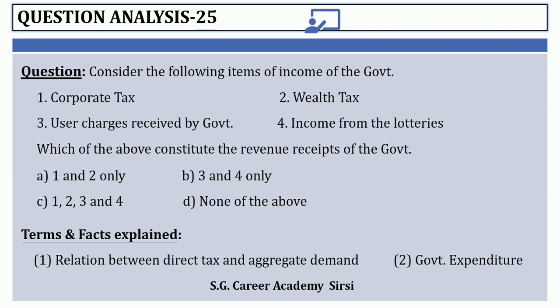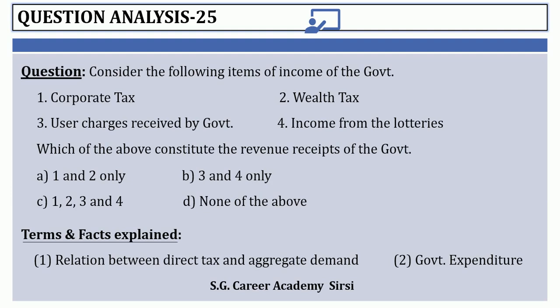So consider the following items of the income of the government: corporate tax, wealth tax, user charges received by government, income from the lotteries. Which of the following constitute revenue receipts of the government? 1 and 2 only, 3 and 4 only, 1, 2, 3 and 4, none of the above. So coming to the basics of this question.